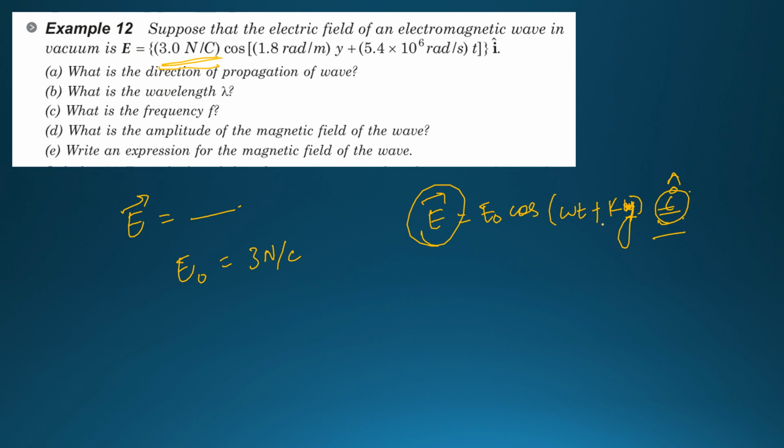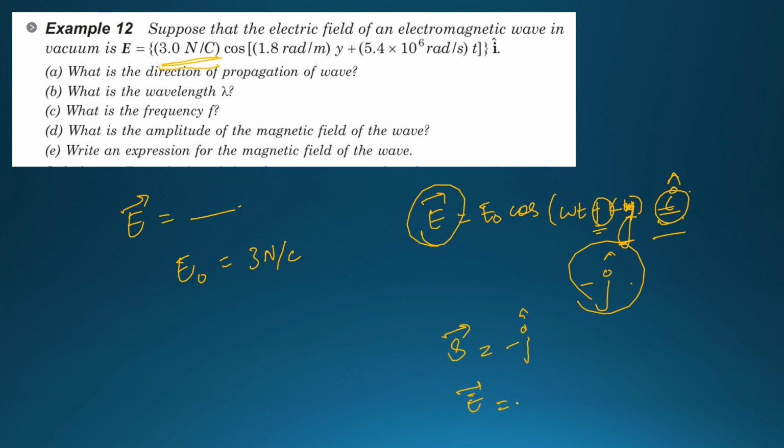There is a plus sign. That means, I've told you, if this is plus, then the direction of propagation of the whole wave will be in the negative of this one. I have negative j cap. So you can write S vector is equal to minus j cap.